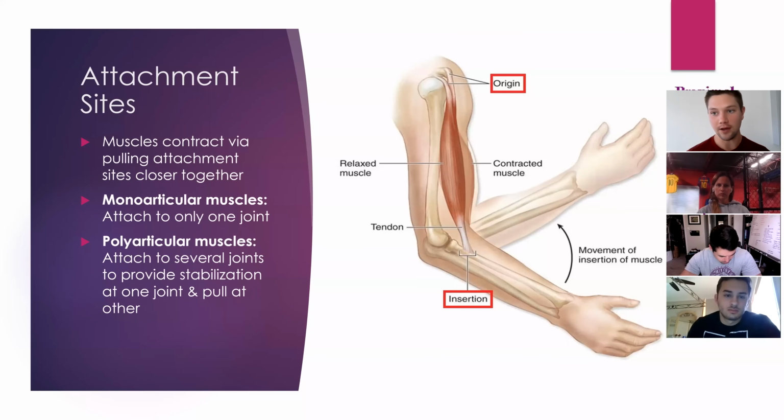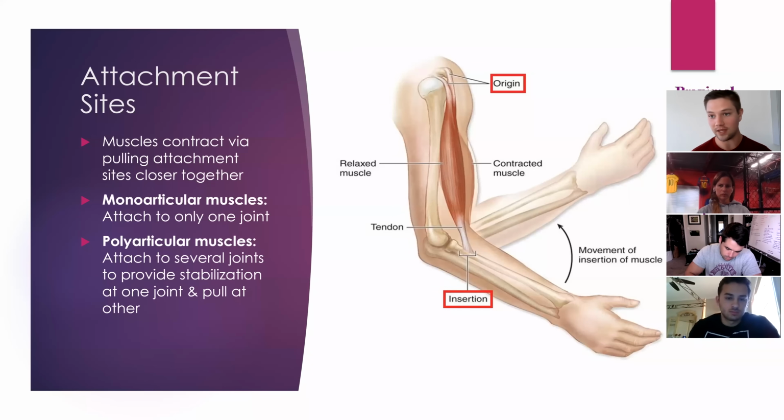So we have two types of attachment sites. The first one would be a monoarticular muscle, meaning that it really only attaches to one joint. So it's a pretty simplified process of how that muscle contracts. But if we have multiple attachment sites on different joints, then this can act a little bit differently. And things tend to get a little bit complex with these types of muscles. So we'll try to keep it pretty simple.